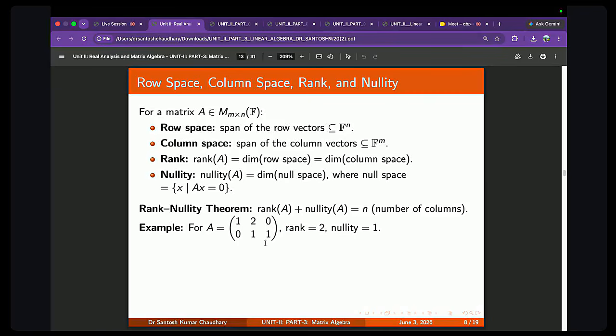There are 3 columns. If you check, they are not linearly independent. If you take the first column as u1, the second column as u2, and the third column as u3, then c1 u1 plus c2 u2 plus c3 u3, if you put it equal to 0, then all ci will not be 0 since the columns are dependent. Only 2 out of them are independent. So that's why rank is 2. And rank plus nullity is the number of columns. So if you find just the rank, nullity can be calculated using the rank nullity theorem. Rank plus nullity is the number of columns. So rank is 2, nullity is 3 minus 2.